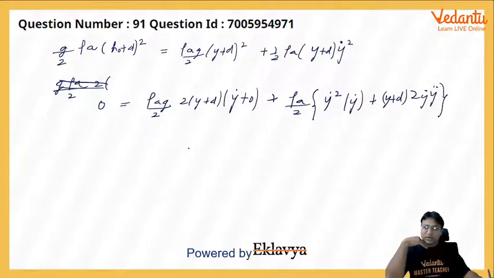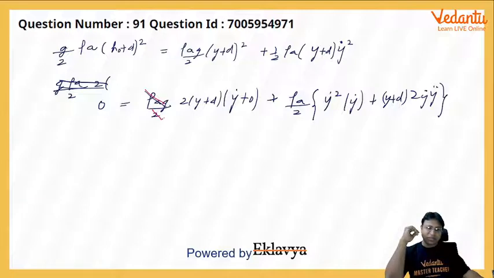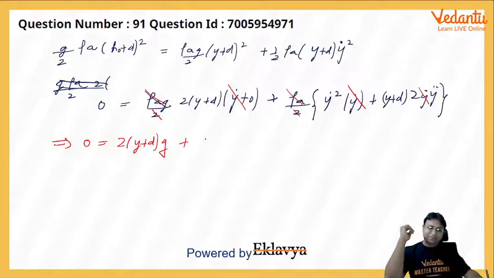Now for simplification purpose we can take out rho a by 2 as the common quantity. And what else? I think y dot can also be taken out as the common quantity. So we will be left with 0 equals to 2 times of y plus d into g plus y dot square plus 2 times of y double dot into y plus d.